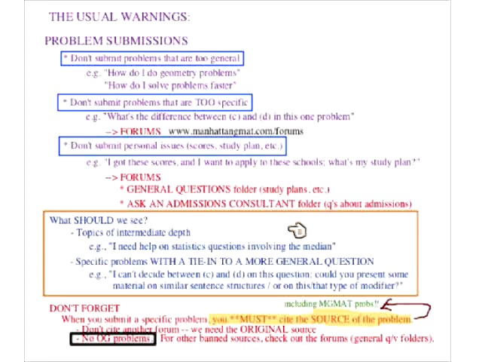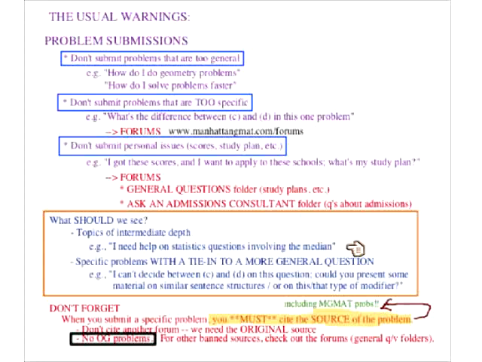As far as what we should see, topics of intermediate depth. When we say intermediate depth, we mean not so general as to be all of the test or a huge swath of it, but not so specific that it's a single problem. One thing we did earlier was the median in statistics. That should give you the right idea of how broad these things should be.